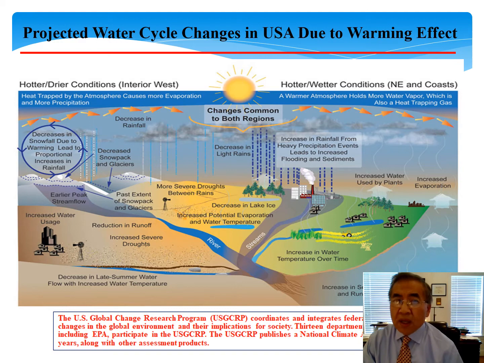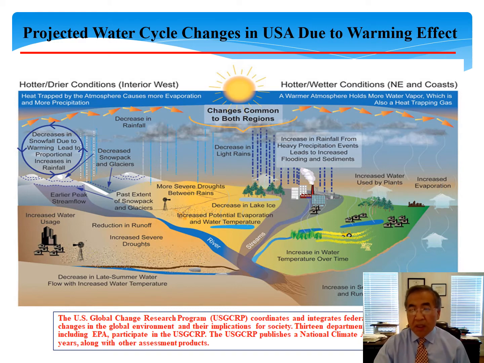This diagram is a water cycle considering the warming effect and how that affects the U.S., both on the West Coast and the East Coast. On the West Coast, it will get hotter, but it will get drier. You can see in the diagram that the snowfall on the West Coast will be reduced, and probably the East Coast will get wetter, get more rain, which will create runoff and a flooding situation.